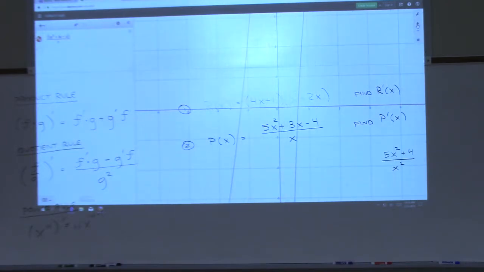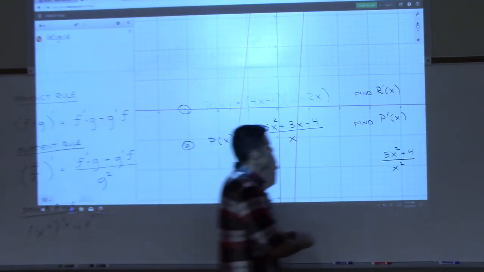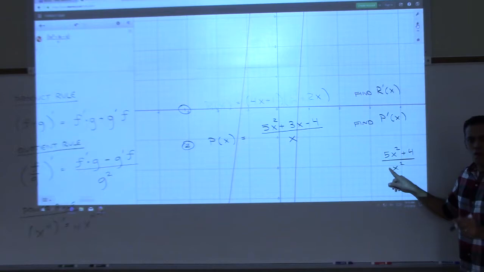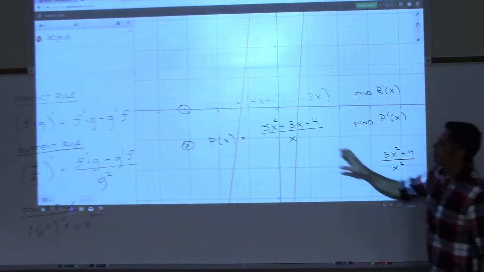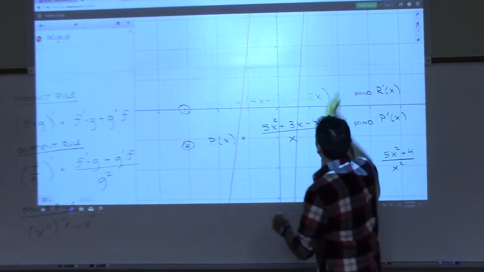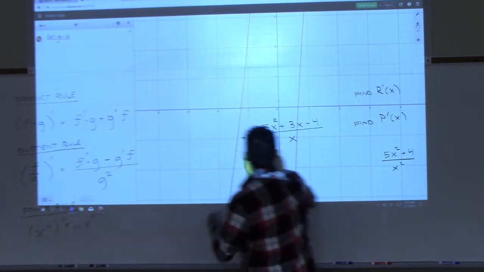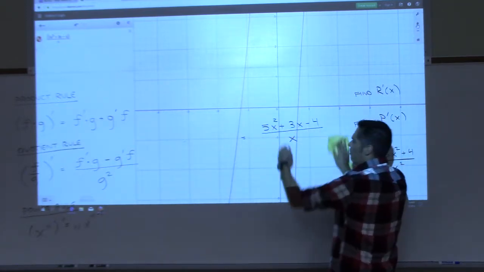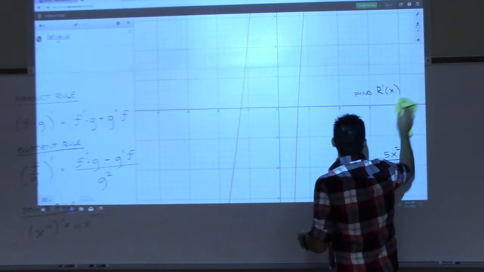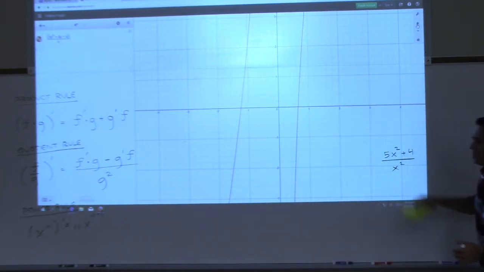Kind of? Yeah? So what this answer represents to us right here is the slope of the tangent line to this curve. So the graph you see up there is the graph of this function, which could be like a profit function or something like that. And what this represents is the slope of the tangent line at any point.